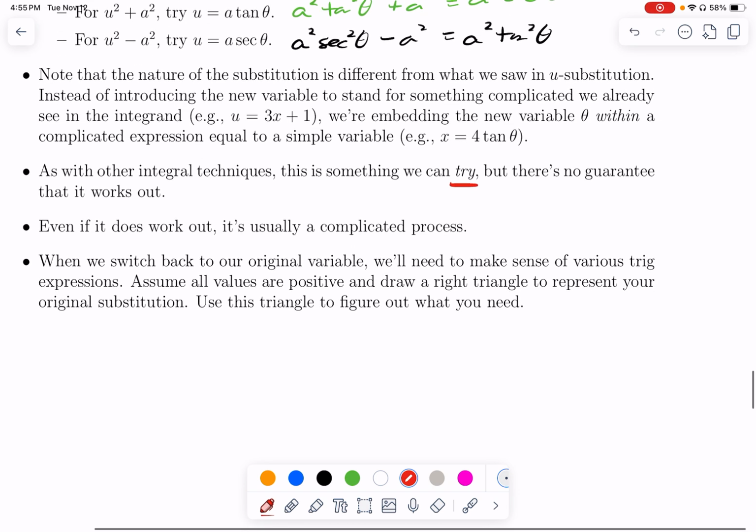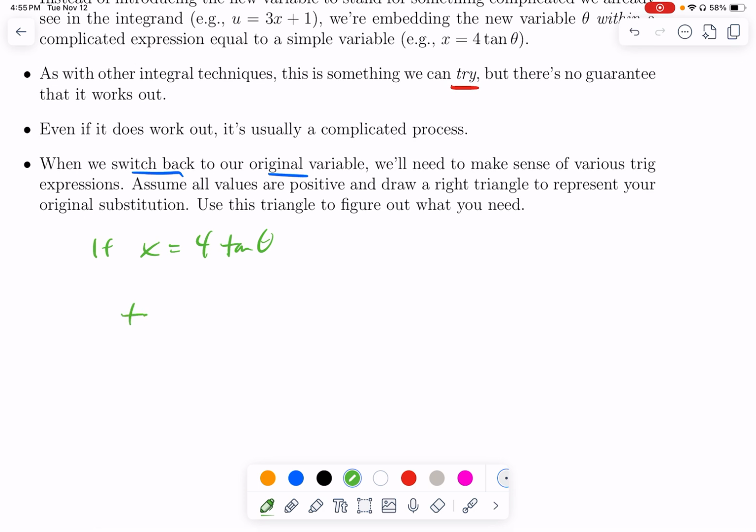And one thing I want to emphasize again is if we're going to switch back to our original variable, we will need to make sense of various trig expressions. So I highly recommend just assume we're in the first quadrant. In applications, we would be. Assume we're in the first quadrant and just draw a right triangle to represent your original substitution. So for example, suppose that we had the substitution x equals 4 tangent theta, that means tangent theta is x over 4. And I can just draw a little SOHCAHTOA diagram to illustrate that.